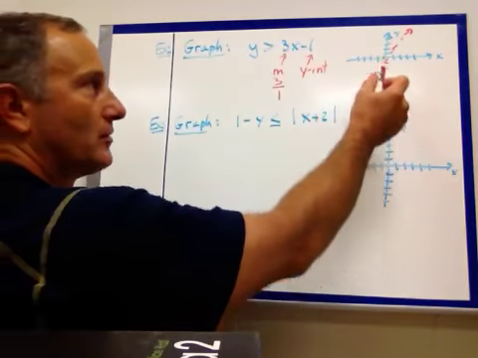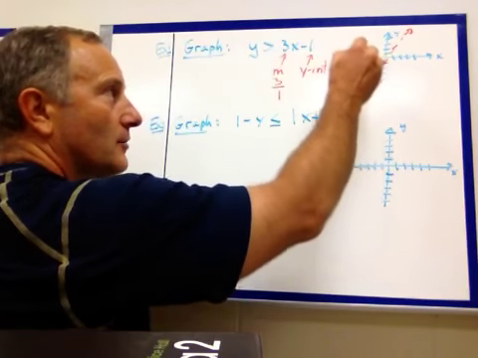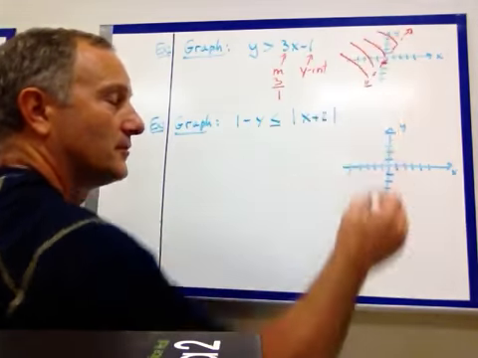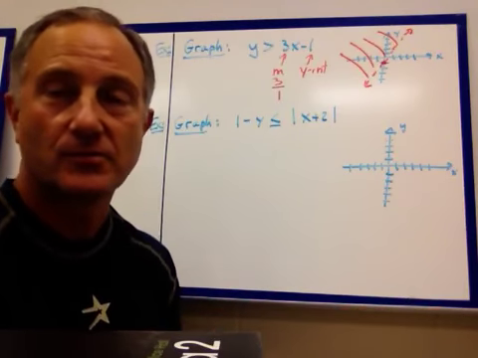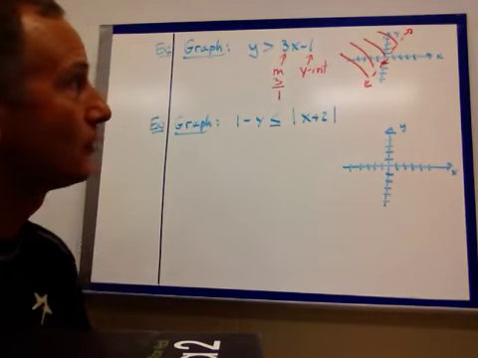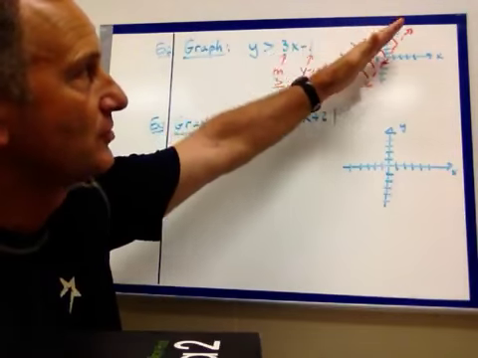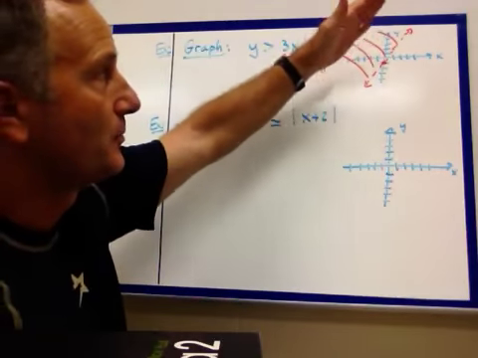But my y is greater than. Where are the bigger y's at? They're up here. So we shade this way. When you've got an inequality problem, you must shade. If you don't shade, it's wrong. Got to have it. Okay, that's the whole idea of it. That means that all the solutions to this are up here.